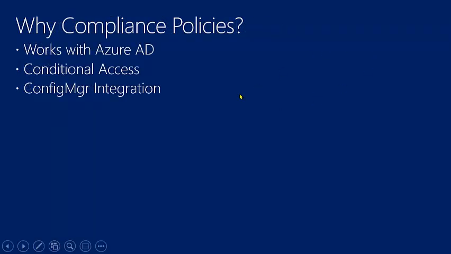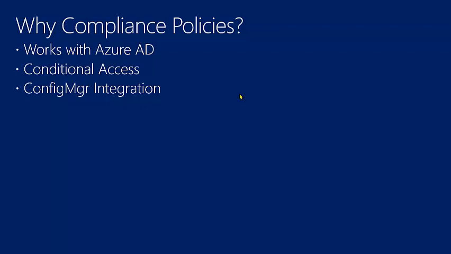Now, why do we care about this? Compliance policies work with Azure AD in a couple of ways. One of the key ways you can use these is conditional access, which is an Azure AD security piece. This is where compliance policies really stand up. Now, you don't have to use conditional access with compliance policies. Don't hear me say that you do. But you can use compliance policies with conditional access as a way of assessing whether a device is able to gain access to your resources.